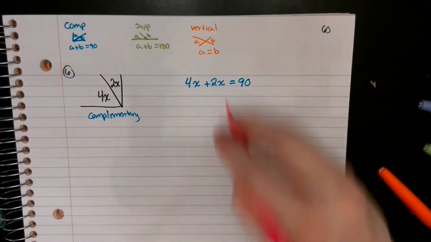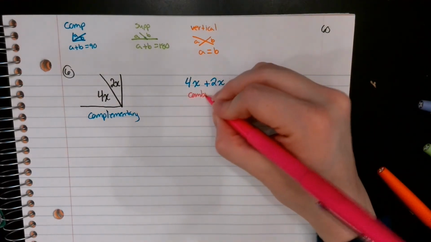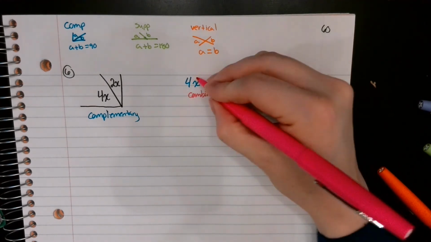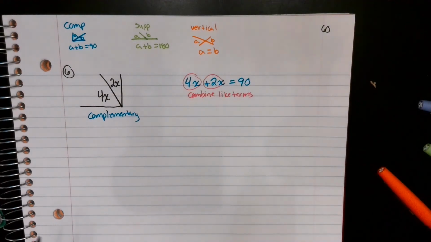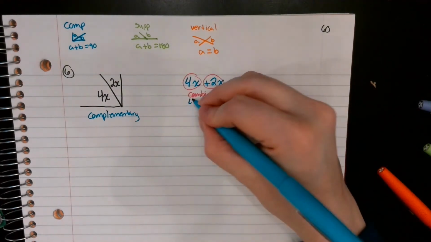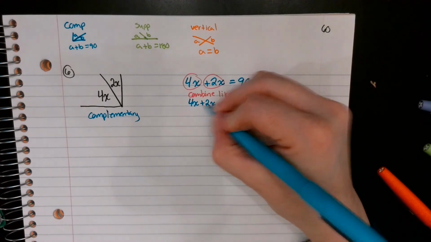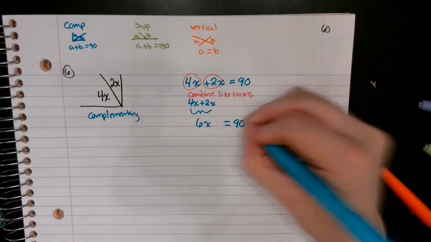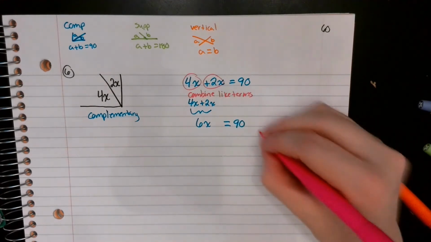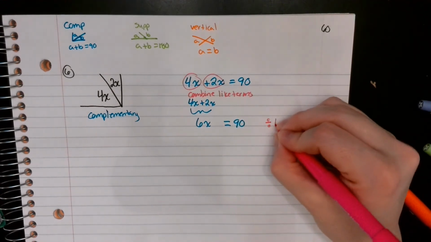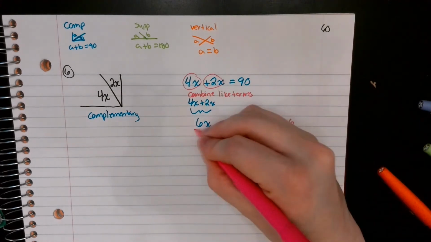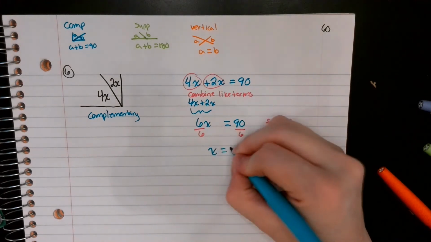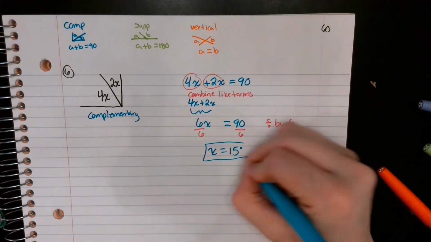Okay, once again, I do need to focus on combining my like terms first. And in this case, my like terms happen to be the 4x and the 2x. So 4x plus that 2x is going to give me 6x. So I get 6x is equal to 90. And then I only have one operation to do. I just need to divide both sides by 6. And that'll give me x equaling 15.